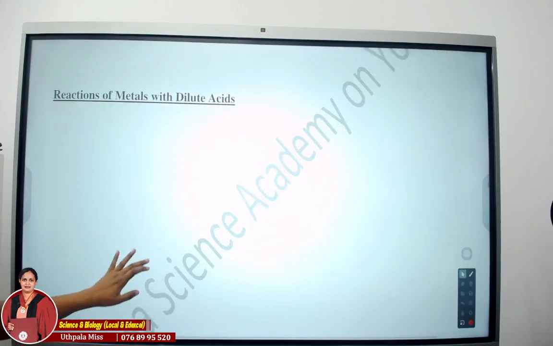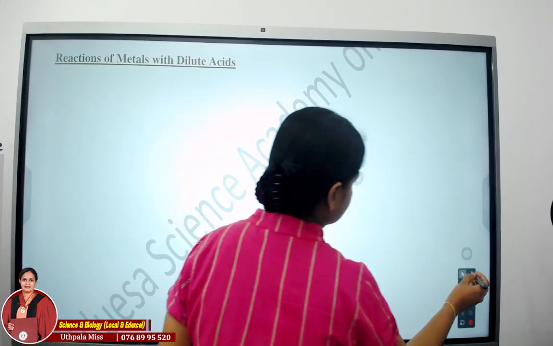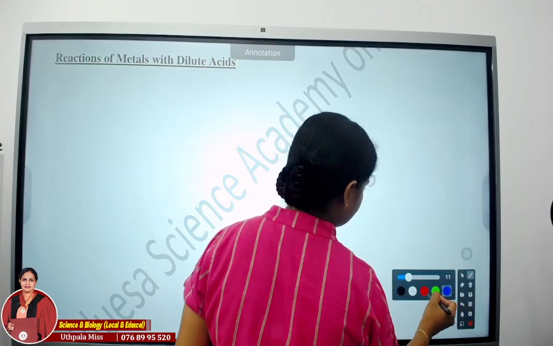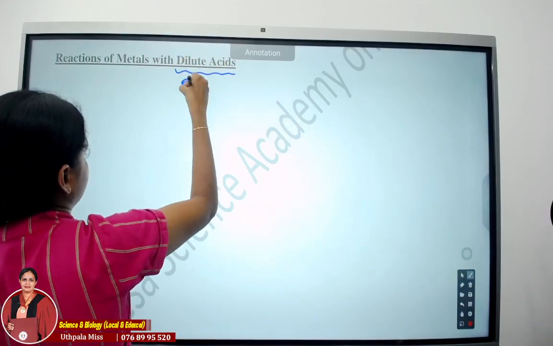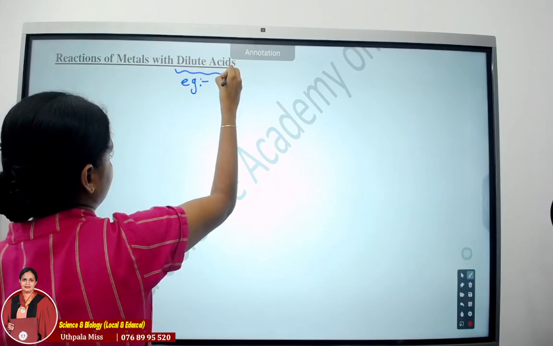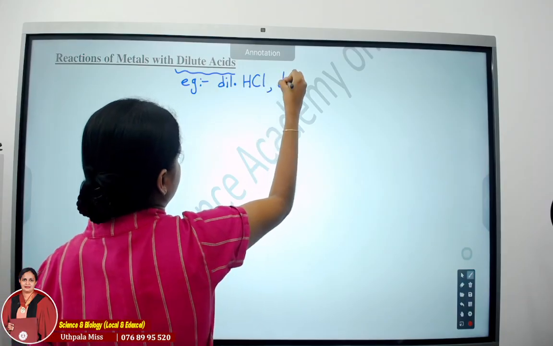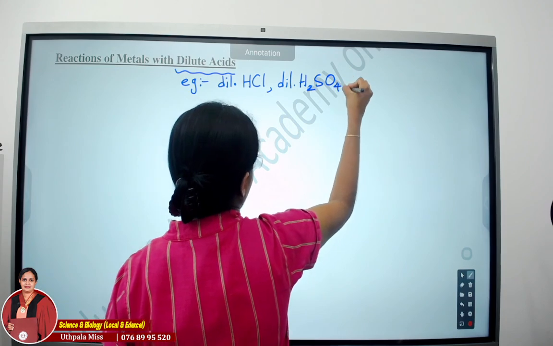Reactions of metals with dilute acid. Dilute acids: we write dil. for dilute, such as dilute hydrochloric acid, dilute sulfuric acid, or dilute nitric acid.